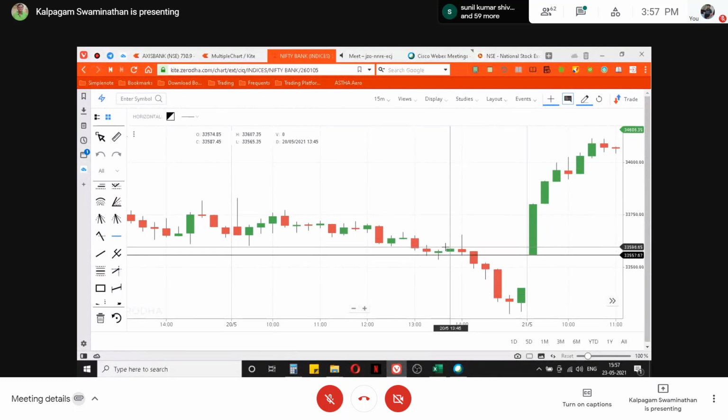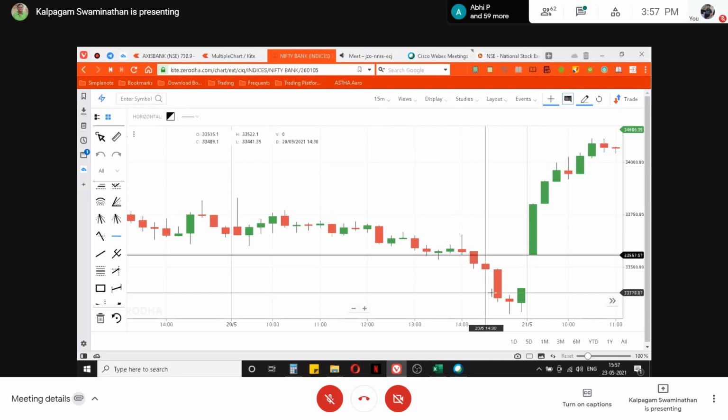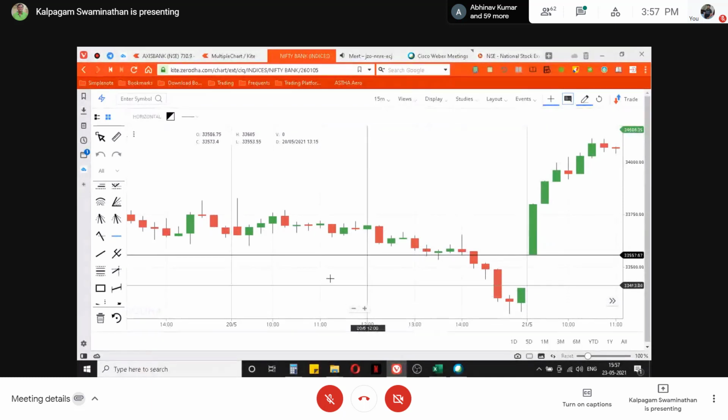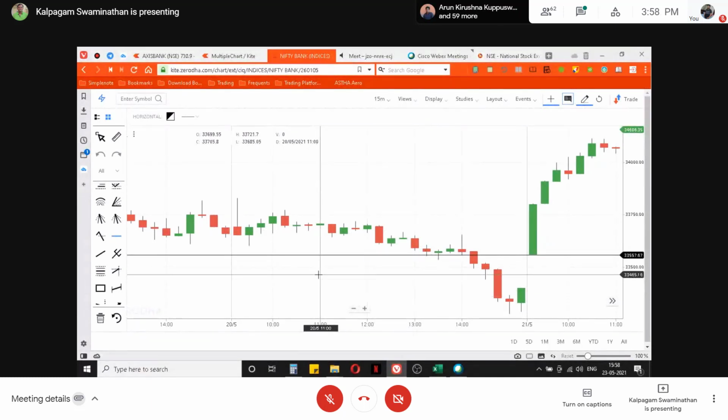Now, since you're taking at the money strikes, one of them will become in the money, and one of them will become out of the money. Now the in the money option will start accelerating at a faster rate. This imbalance will give you the profit. Whereas the other leg will be in loss also. The other leg will be in loss, obviously.